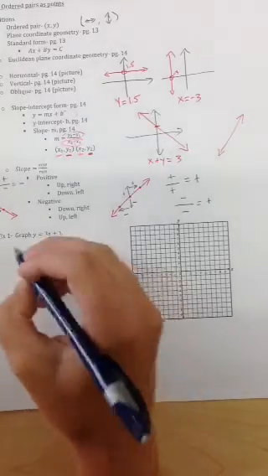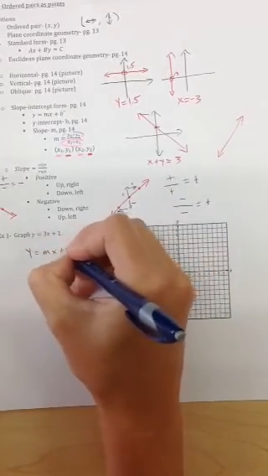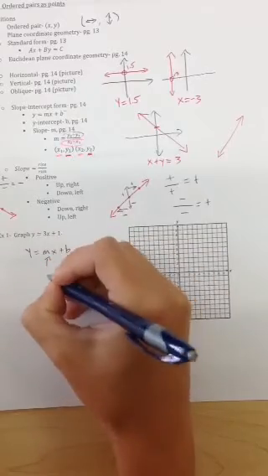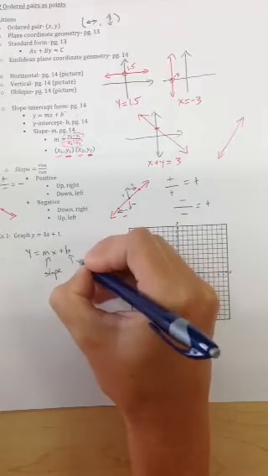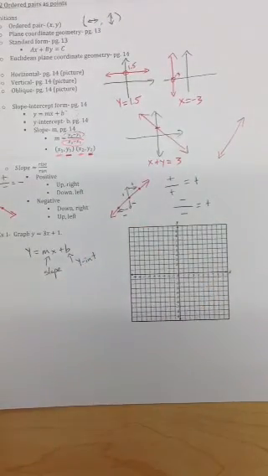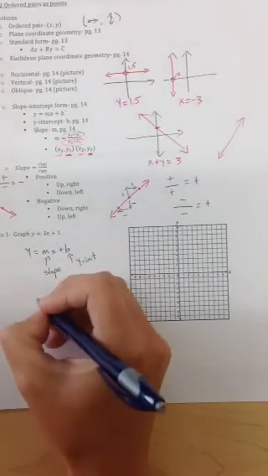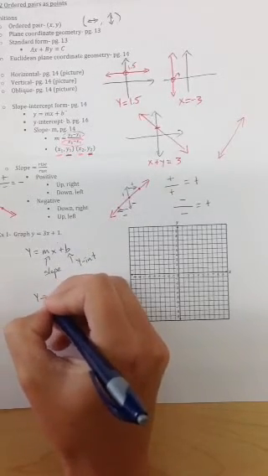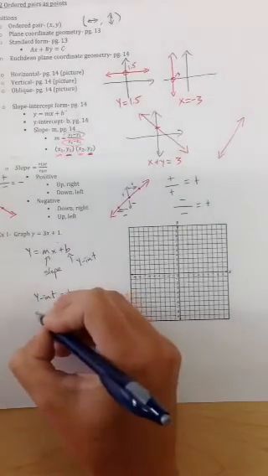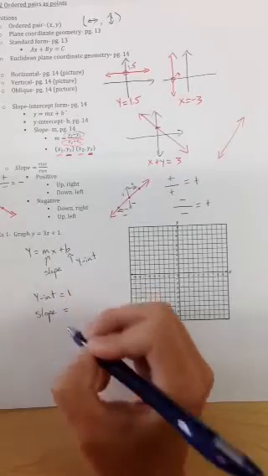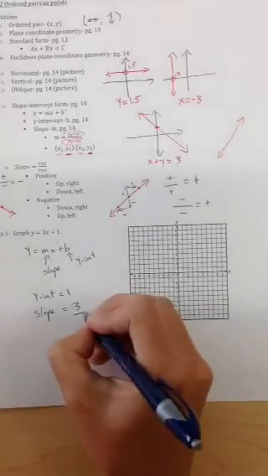Okay, so we've got y equals, and thinking back to that equation before, when we've got y equals mx plus b, the m is always our slope, and the b is always our y-intercept. So in this case, our y-intercept, or our b, is going to be 1. I'll put that here. Our y-intercept is 1, and our slope is 3.